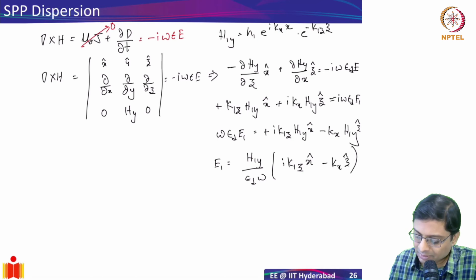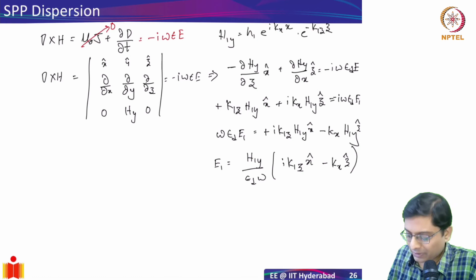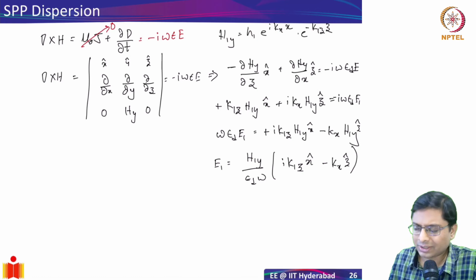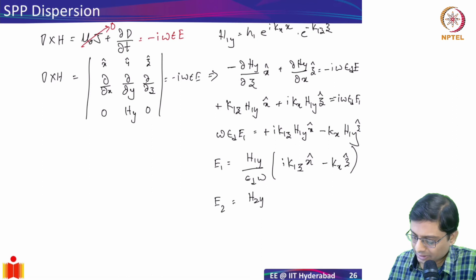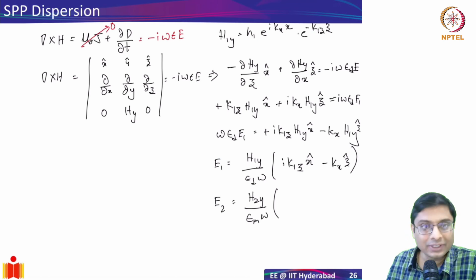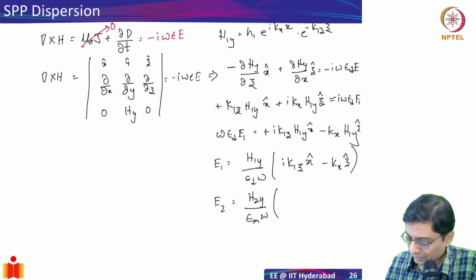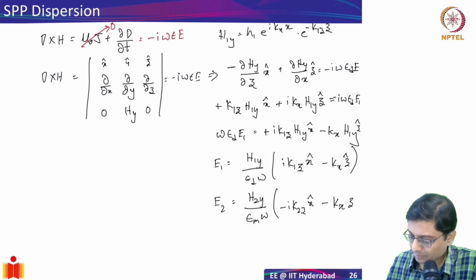And similarly, I'm simply replacing dielectric by metal. So I'll write out the electric field, it will follow the same fashion. H2y divided by epsilon metal omega. And the only difference is, now kz is going to be negative because it's a negative z. So minus ik2z x cap minus kx z cap. This is my electric field.